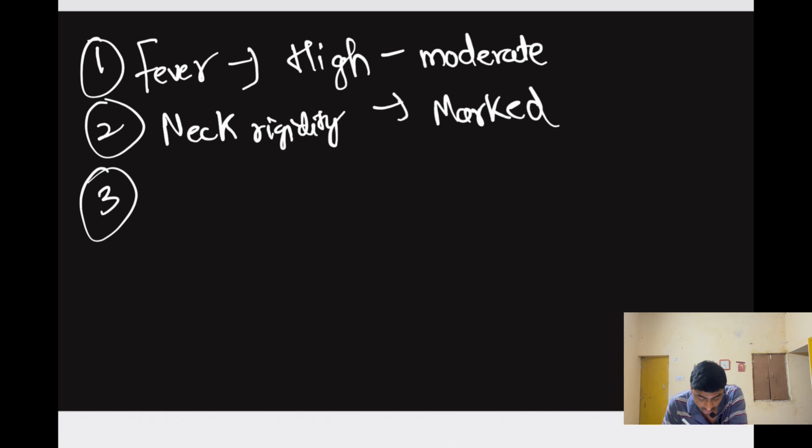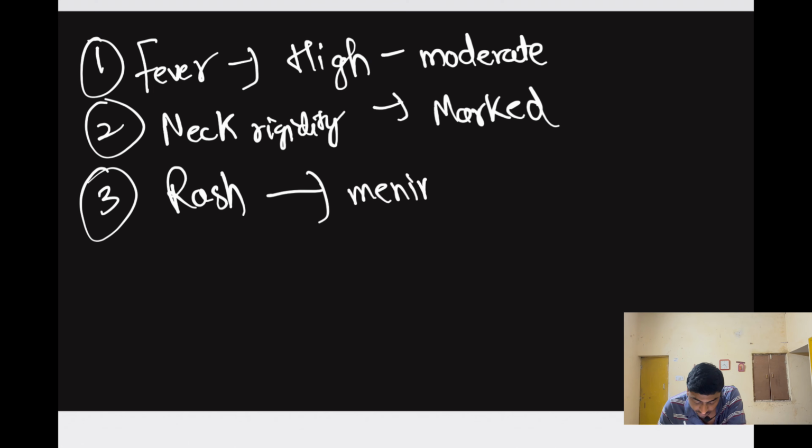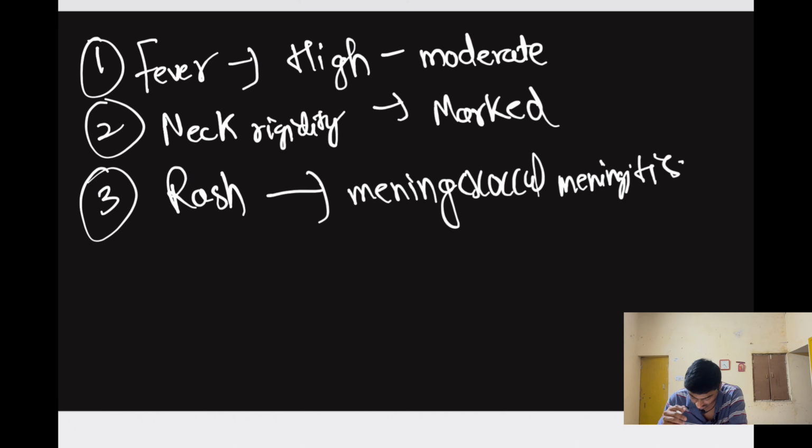And the very important feature in case of acute bacterial meningitis is presence of rash. But the presence of rashes is seen only in case of meningococcal meningitis. So these are the main clinical features we have seen in the acute bacterial meningitis.